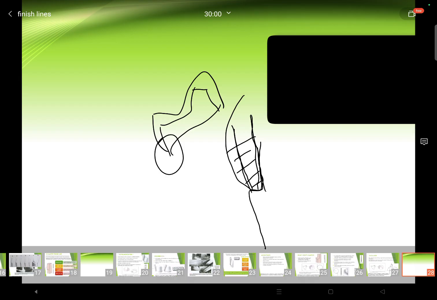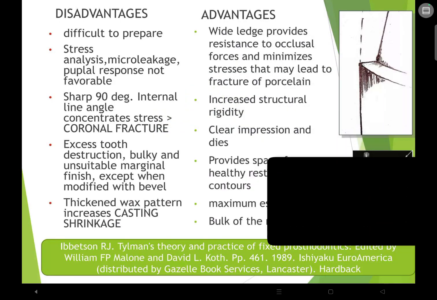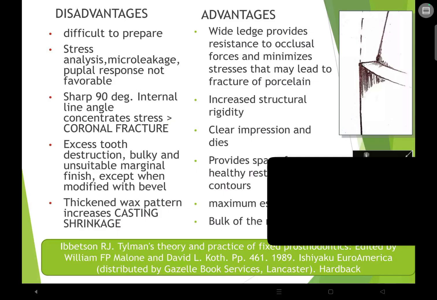So what are the disadvantages? First, it is very difficult to prepare. Stress analysis, microleakage and pulpal responses are not favorable. The sharp 90-degree internal line angle concentrates stress. It might result in a coronal fracture. Previously there was a sharp line angle like here, but eventually the burs which were manufactured did not have an exactly 90-degree sharp angle; they are a bit curved off. So now this problem has to some extent been managed.